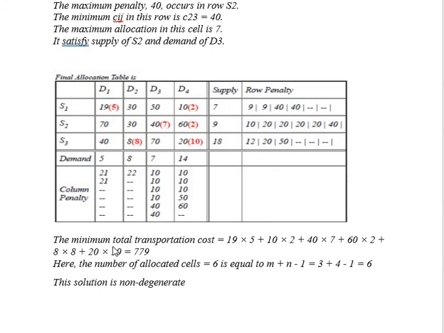From this table we can calculate the minimal transportation cost, that's equal to 19 into 5 plus 10 into 2 plus 40 into 7 plus 60 into 2 plus 8 into 8 plus 20 into 10, that's equal to 779. Here the number of allocated cells is 6. It shows that the solution is a non-degenerate solution.